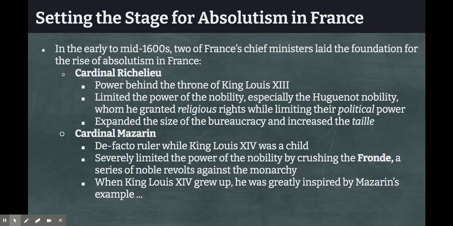So now we're going to turn our attention to France, which again is the big example of an absolute state during this time period. Now, the foundation is actually going to be set during the mid-1600s, so during the 30 Years' War and then a little bit afterwards.